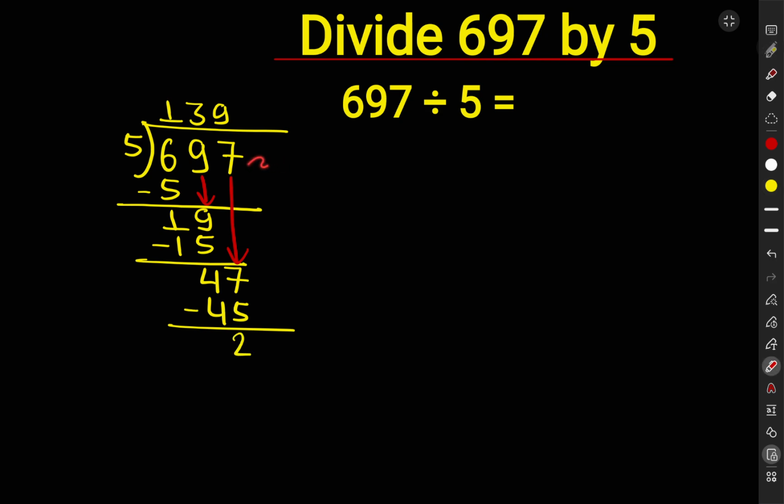So now we have no other number to put down. So we take a decimal here so that we put 0. So it is 20 and 5 times 4 is 20. On subtracting we get 0. So 697 divided by 5 is 139.4.